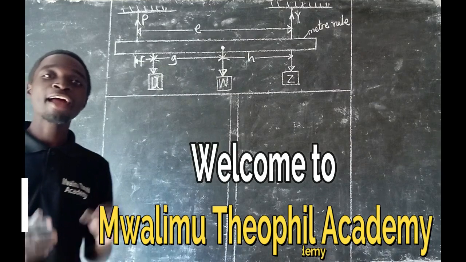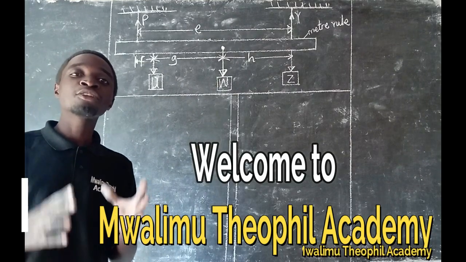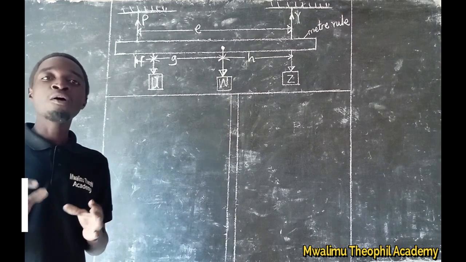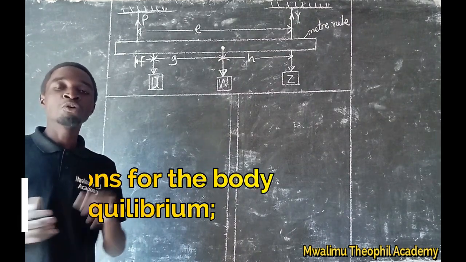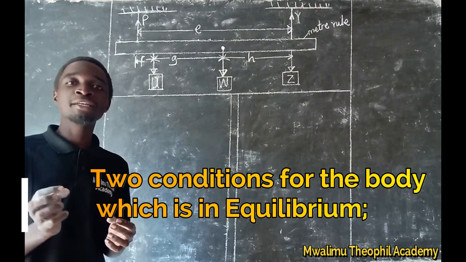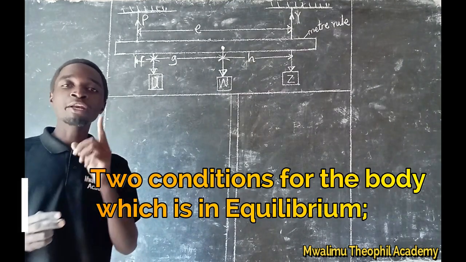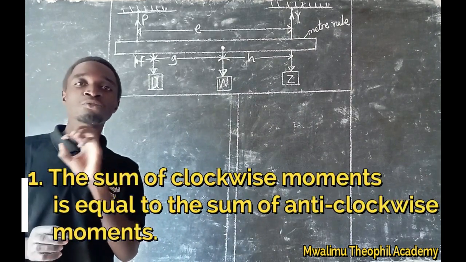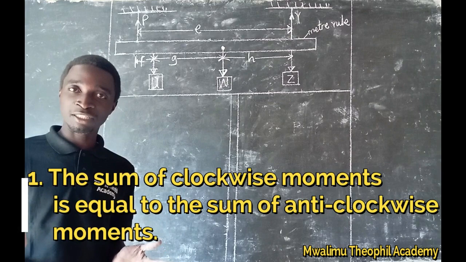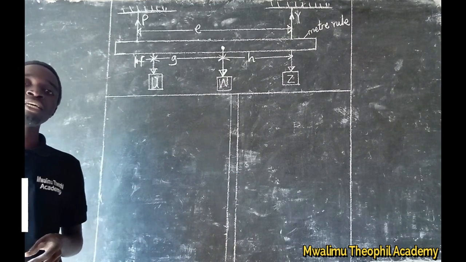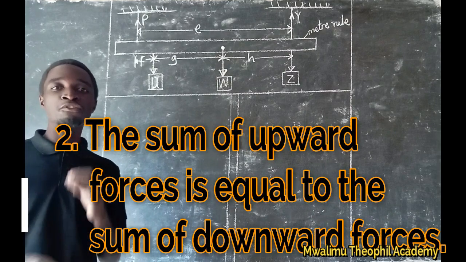In this session, I am going to teach on the two conditions for a body which is in equilibrium. Now, what are these two conditions? We say that for any body which is in equilibrium, it obeys two conditions. One condition is that the sum of clockwise moments is equal to the sum of anticlockwise moments. The second condition is that the sum of upward forces is equal to the sum of downward forces.